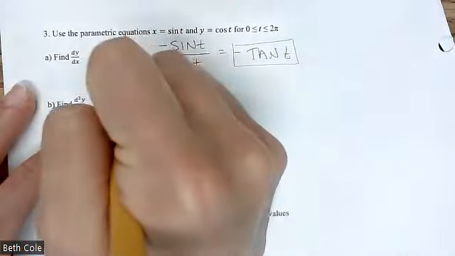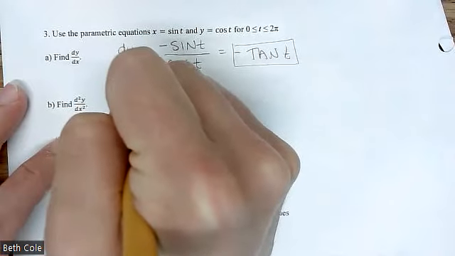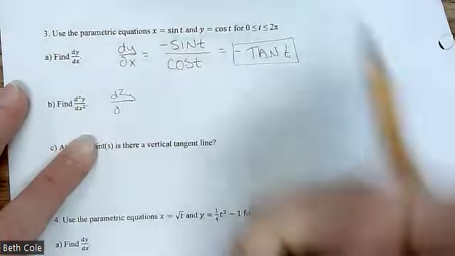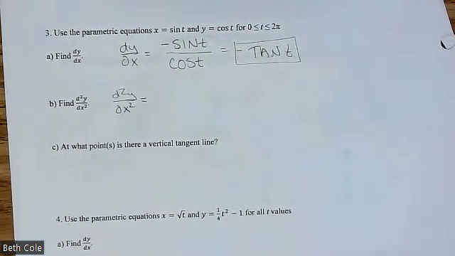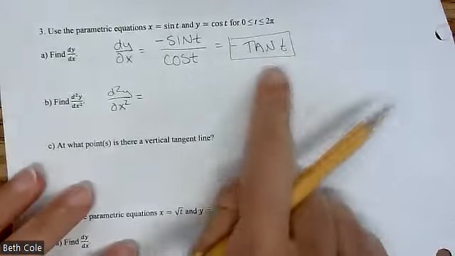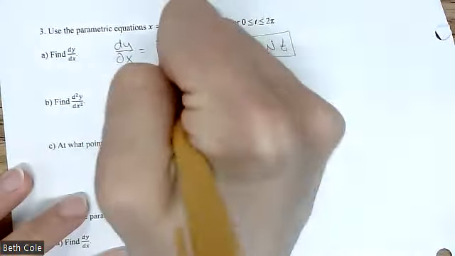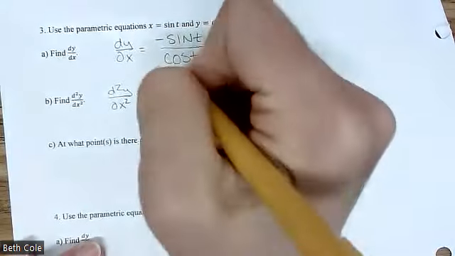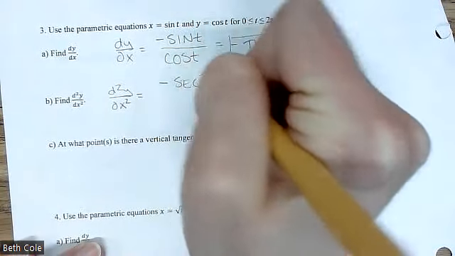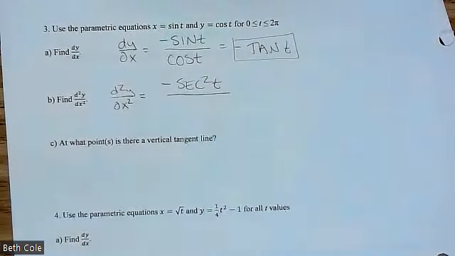Now when you do the second derivative, you're going to do the derivative of what you just did, like any other time you've done a second derivative. So the derivative of what we just found, and then just divide by dx dt again. So what is your derivative of negative tangent? Well, it's going to be negative. What's your derivative of tangent? Secant squared, good. And then you divide by dx dt again.